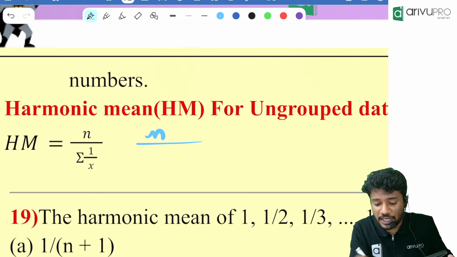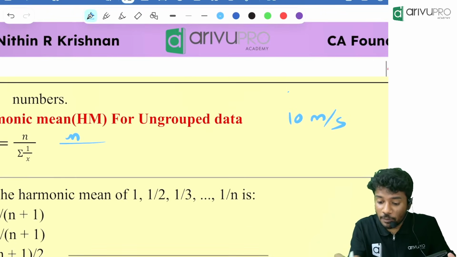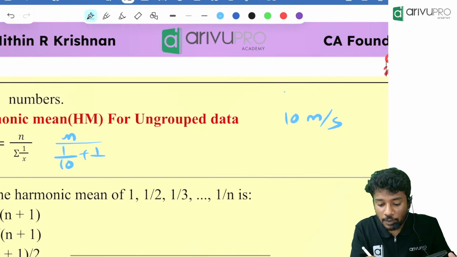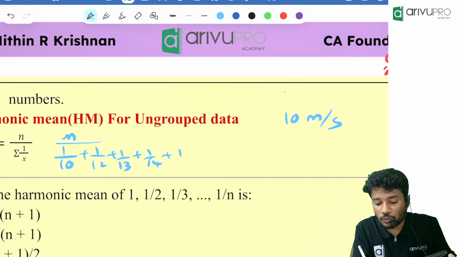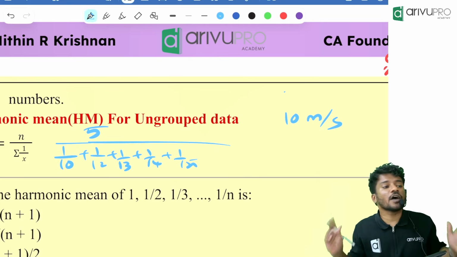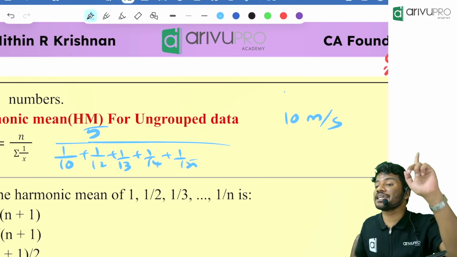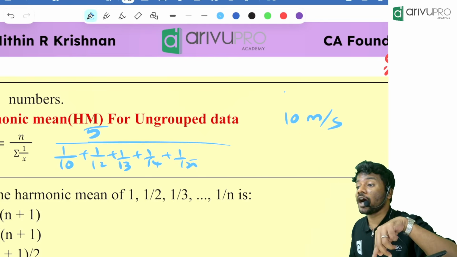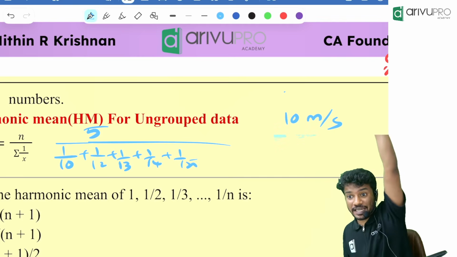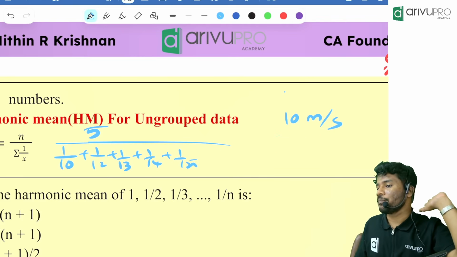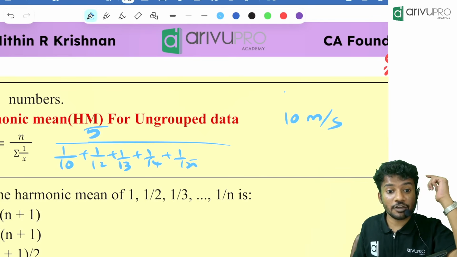1 by x means, first case how much he ran? 1 by 10. Second case how much he ran? 1 by 12. Then 1 by 13, 1 by 14 plus 1 by 15. Then N is how much? 5. This is how you find average speed. Are you getting it, people? This is how you find harmonic mean. Whenever speed is involved, which is the best method? Harmonic mean is the best method. Keep that in your mind.